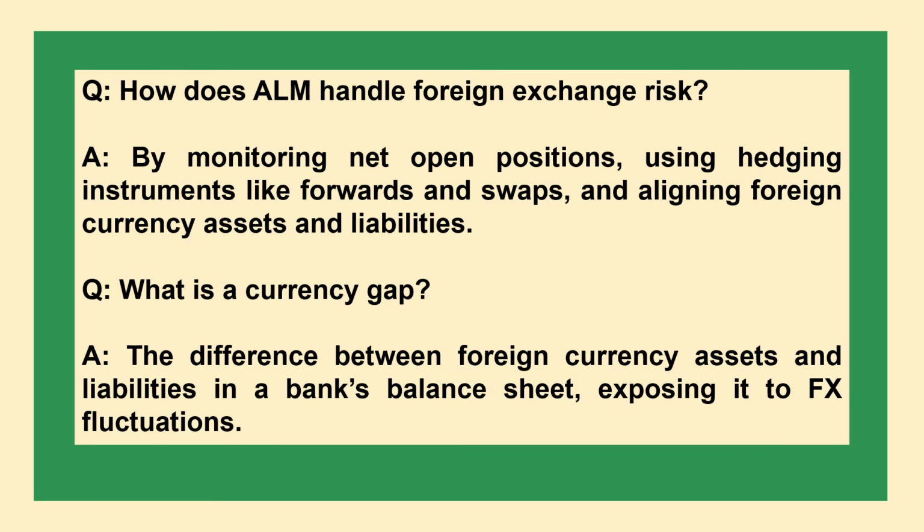Question: how does ALM handle foreign exchange risk? Answer: by monitoring net open positions, using hedging instruments like forwards and swaps, and aligning foreign currency assets and liabilities. Question: what is a currency gap? Answer: the difference between foreign currency assets and liabilities in a bank's balance sheet, exposing it to FX fluctuations.